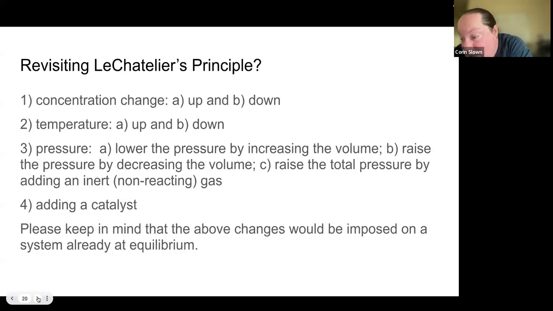All right, so let's think for a moment about what those changes could possibly be. So we referenced concentration. It could be an increase in concentration or a decrease in concentration. We're talking about temperature, so that could be temperature going up or down. We could think about pressure changes, so that could be lowering the pressure by increasing the volume, or raising the pressure by decreasing the volume, or raising the total pressure by adding some type of inert or non-reacting gas. And then, of course, you could also change by adding a catalyst, although that's not going to shift the equilibrium.